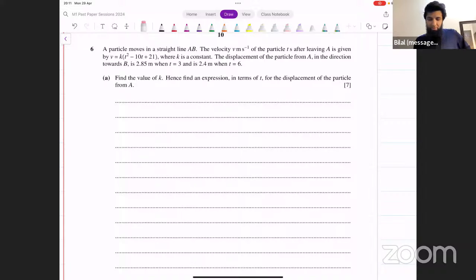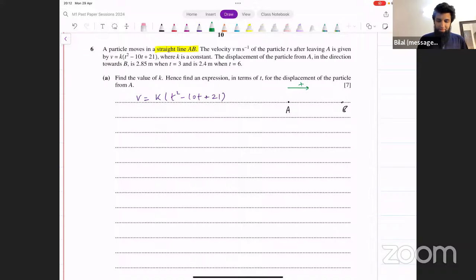Okay, so how do we think of that? We've got the velocity function. So it's a straight line AB. Let's write that velocity function. V equals k into t squared minus 10t plus 21. That's the velocity function. The displacement of the particle from A in the direction towards B. So if this is A and this is B, they're saying this is the positive direction from A to B.